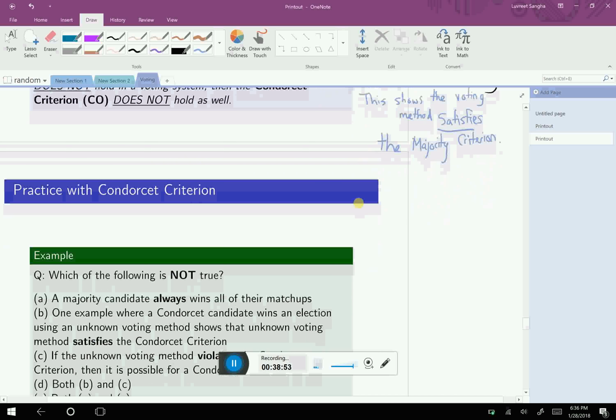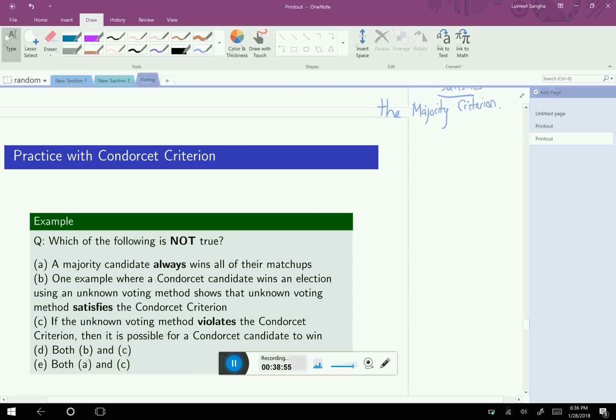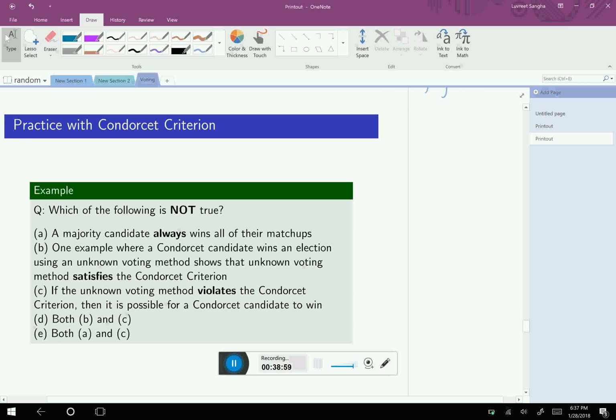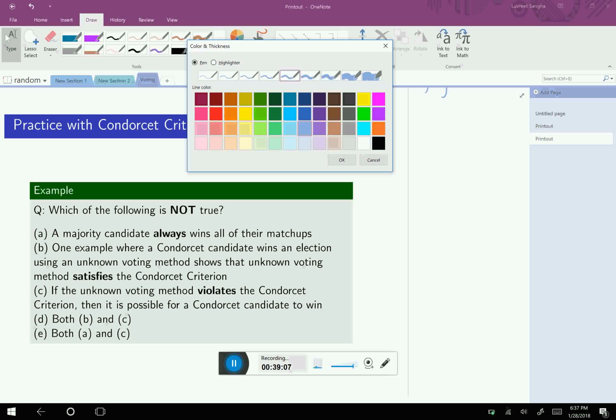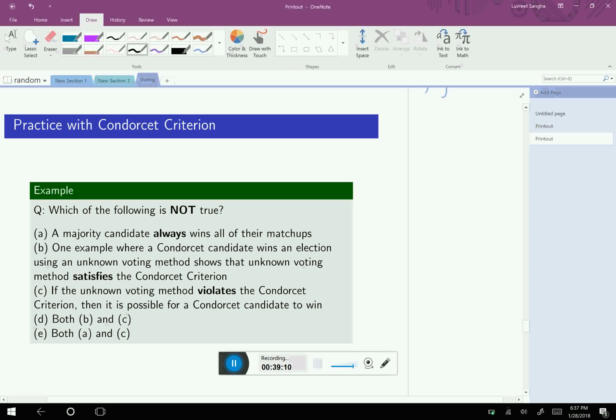So this one's going to be multiple choice, more in line with the types of questions you might see in the worksheets. Okay, so the question is, which of the following is not true? So there's a bunch of possible answer choices. Which of the following is not true? Part A says, a majority candidate always wins all of their matchups.